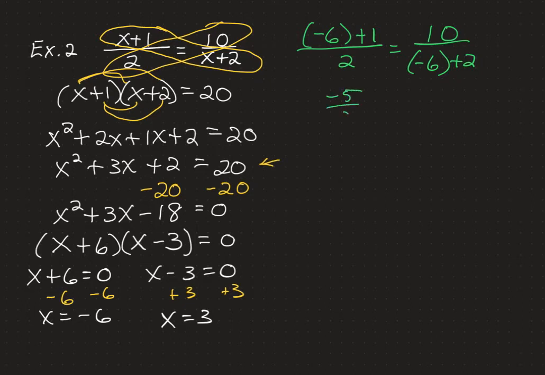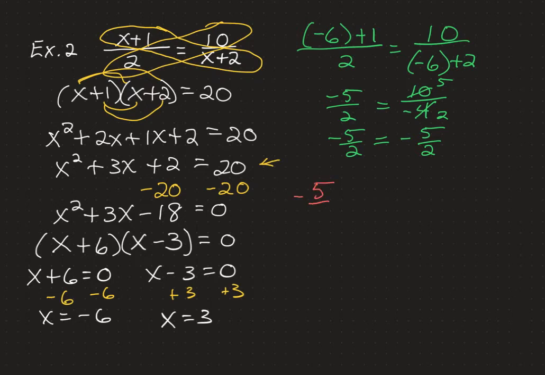Okay, so negative 6 plus 1 is negative 5 divided by 2 equals 10 over negative 6 plus 2, which is negative 4. So negative 5 halves equals negative 10 fourths, maybe. Okay, negative 5 halves. Let's see if I simplify this, dividing this by 2, dividing this by 2, I get negative 5 halves.